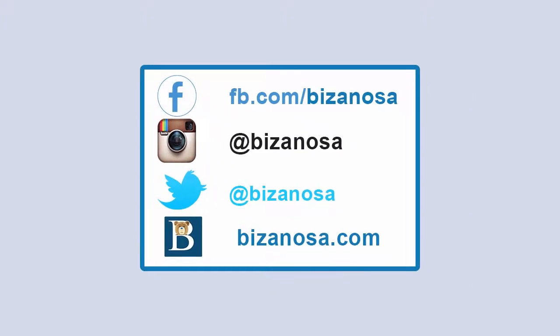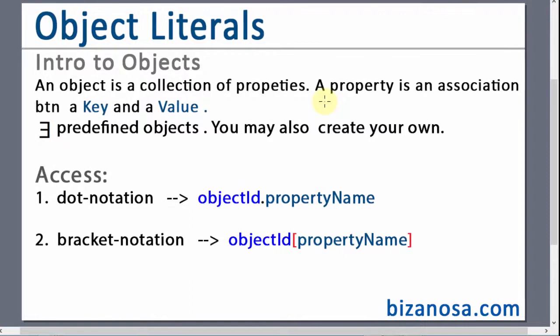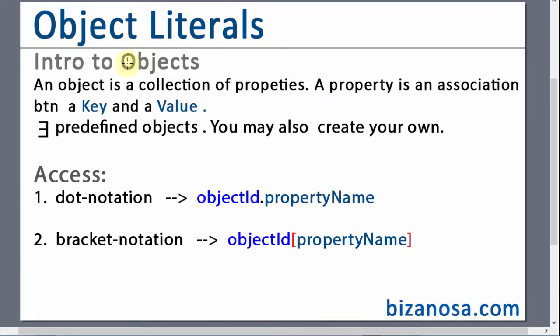Hey, and welcome back. Now let's continue looking at object literals. So what's an object? Let's start by talking about what's an object before we get into which type of object is exactly an object literal. Now an object is a collection of properties, and a property is an association between a key and a value.